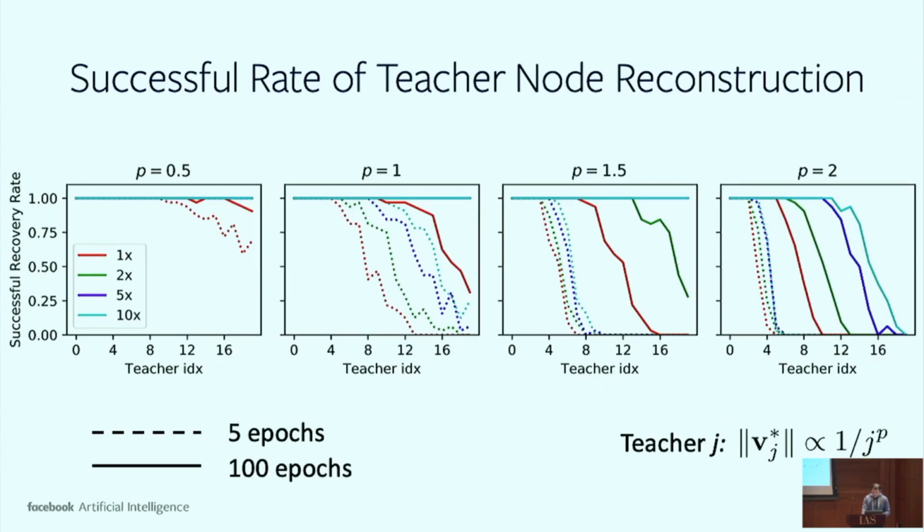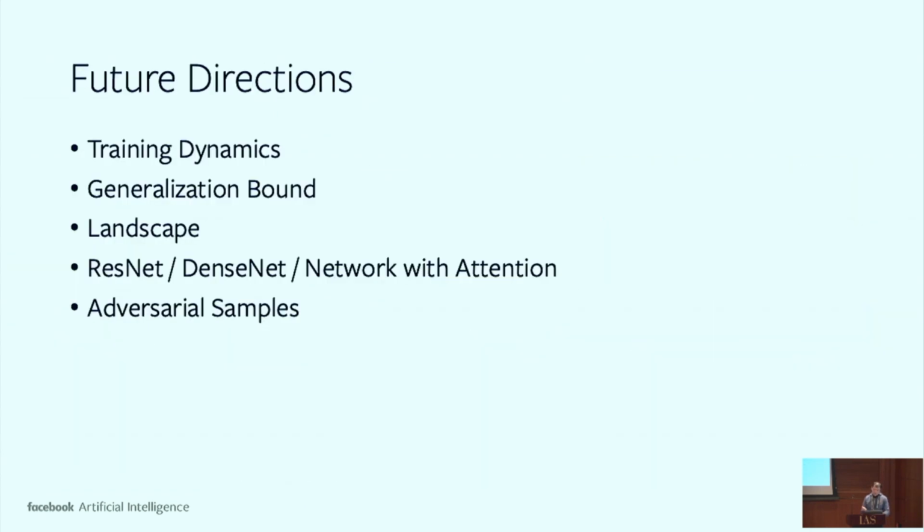Okay, for future directions, there are a few things. First, for the training dynamics, what is the way to understand that better? In the finite sample case, there are initial steps, and it looks like it's possible that we can write a bound, but it's still ongoing work. Also, there are some interesting questions like how this framework can explain adversarial samples, etc. Okay, so that's the first part of the talk. Any questions?